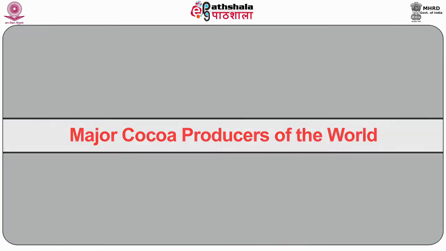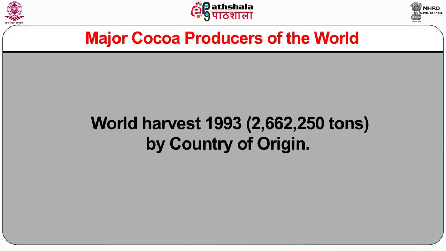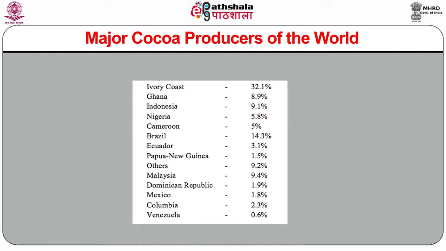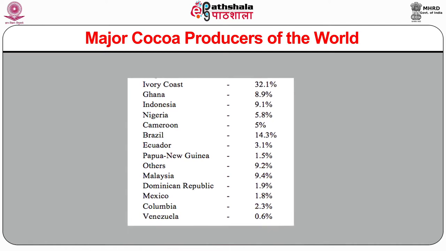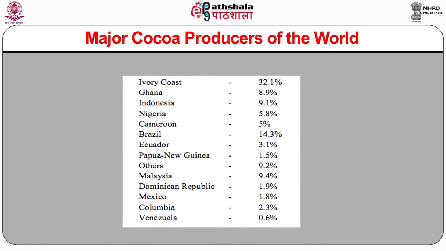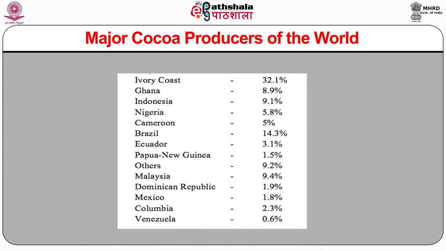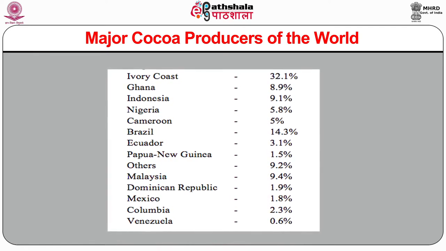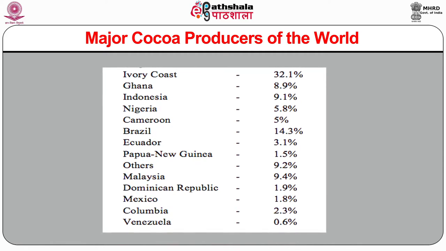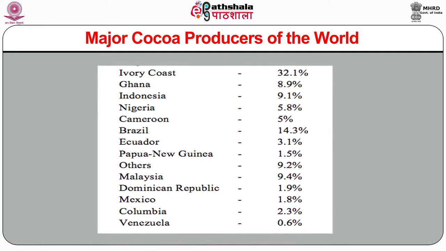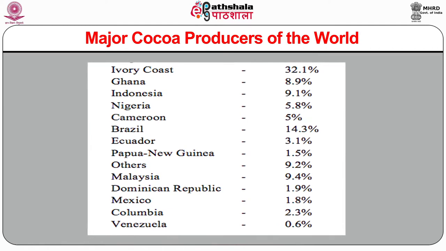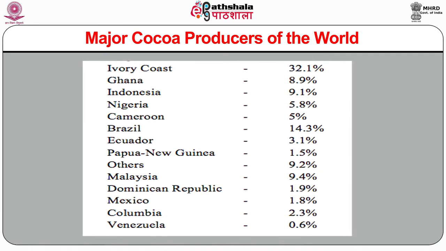Major cocoa producers of the world. World Harvest 1993, 26,62,250 tons by country of origin. Ivory Coast 32.1%, Ghana 8.9%, Indonesia 9.1%, Nigeria 5.8%, Cameroon 5%, Brazil 14.3%, Ecuador 3.1%, Papua New Guinea 1.5%, others 9.2%, Malaysia 9.4%, Dominican Republic 1.9%, Mexico 1.8%, Colombia 2.3%, Venezuela 0.6%.